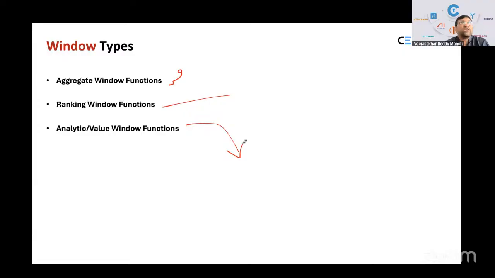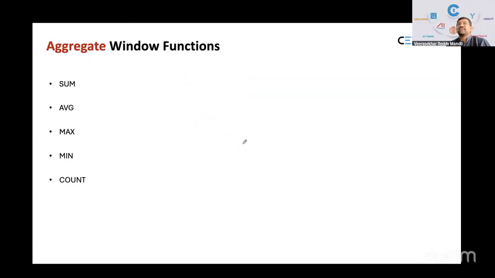Analytic or value window functions. That's what I can try to tell you here. Let's try to understand the first one, which is aggregate window functions. Aggregate means calculation, like a summarized value. So let's go there. What are those we have? Sum is there, average is there, max is there, min is there, count is there.